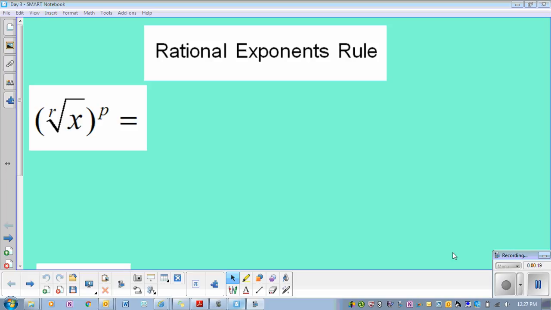All right, so up at the top, rational exponents rule. So you're familiar with this. If you have the rth root of x to the p power, this is the same as saying x to the power over root power.